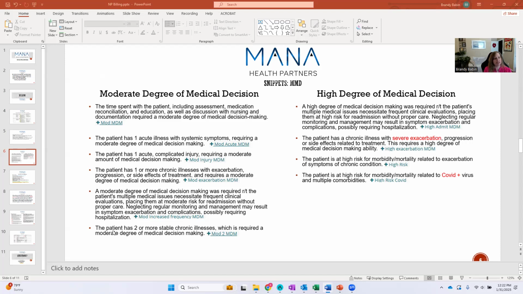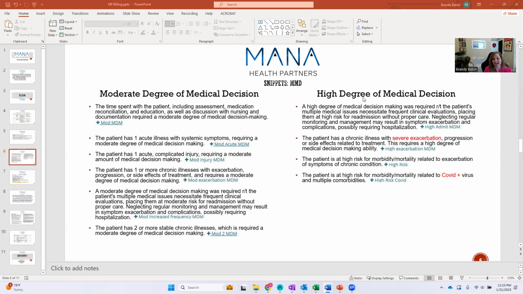This says the patient has two or more stable chronic illnesses, which has required a moderate degree of medical decision making. It's moderate, two stable illnesses of MDM, medical decision making. So this you are going to document both under the HPI as well as under your assessment and plan. So what are those stable chronic illnesses? And then what are we doing about them?